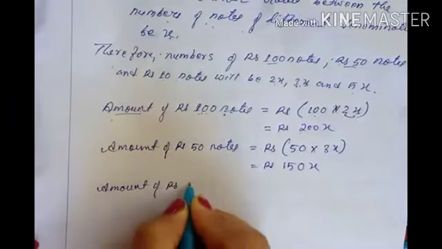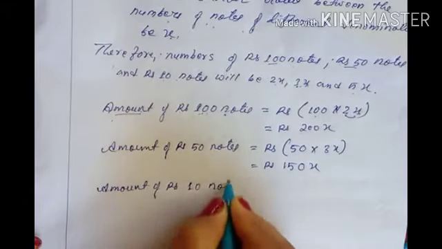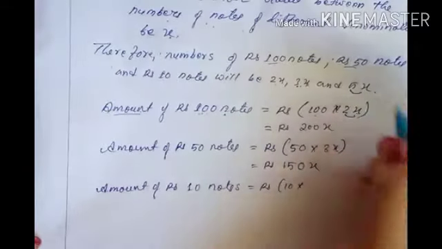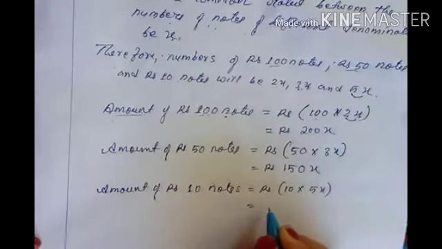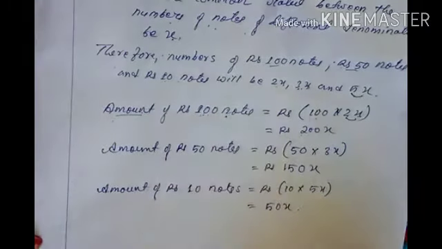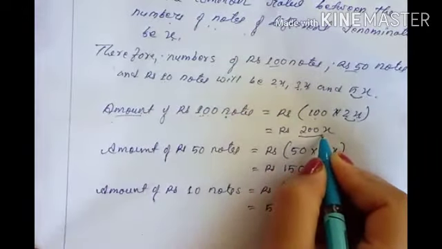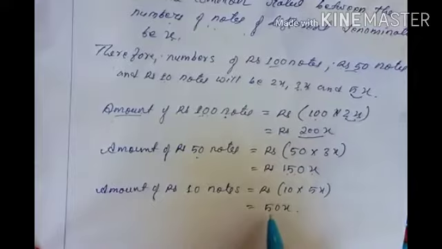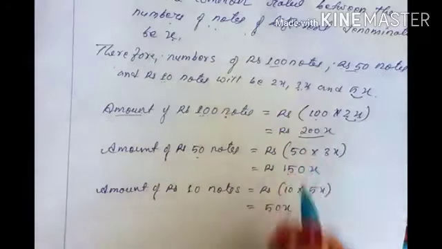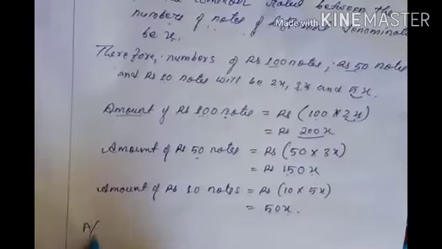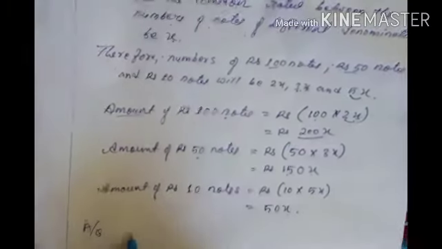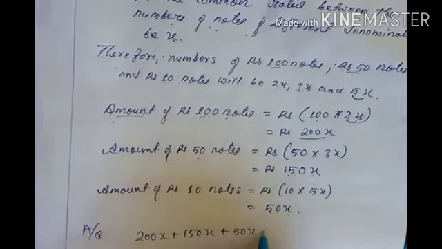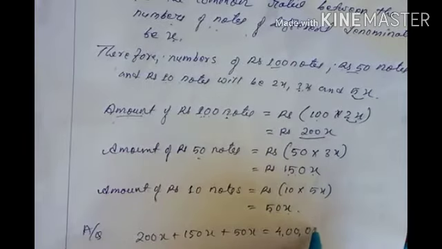Now next, the amount of rupees 10 notes is equal to rupees 10 multiplied by the number of 10 notes, which is 5x. So you will get 50x. Now I have 200x rupees for 100 notes, 150x rupees for 50 notes, and 50x for 10 notes. According to the question, the total is given as 4 lakhs. So 200x plus 150x plus 50x is equal to 4 lakhs.